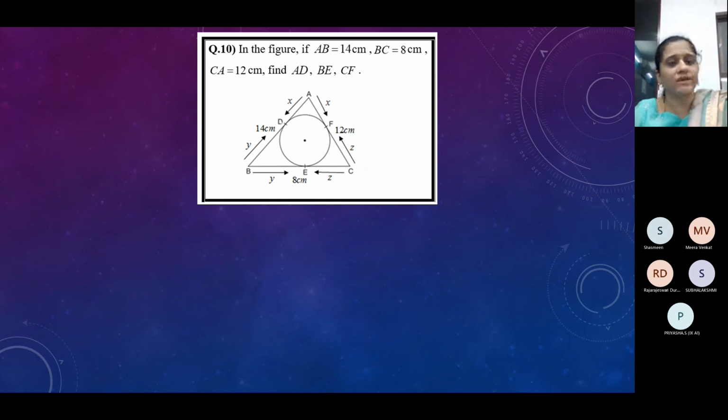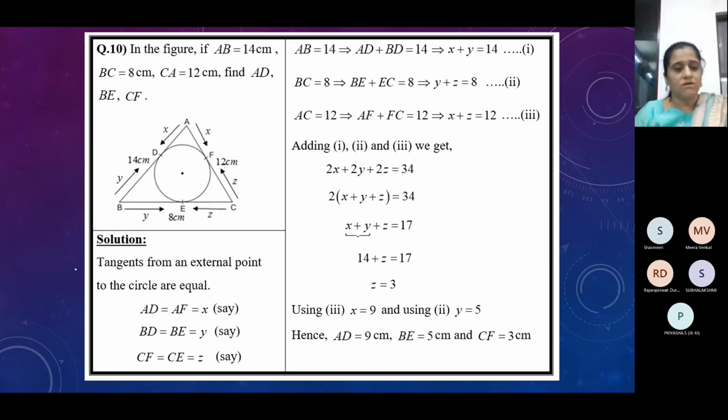If x, y, z are given, meaning they are marked, you don't have to write the statement. If it is not marked, then you'll have to write that tangents from an external point of the circle are equal. So AD is equal to AF is equal to x. Say means let, don't we say, say you have x chocolates. If x, y, z are not marked, then you should write this part. If it is already marked, then you can start from here.